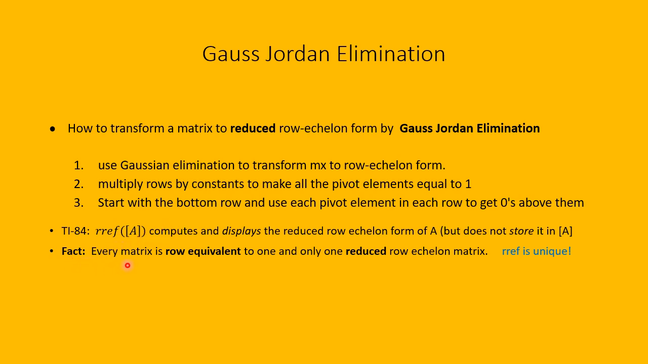Here's a fact. Every matrix is row equivalent to one and only one reduced row echelon matrix. The reduced row echelon form of a matrix is unique. This is not true just for row echelon matrices. You might be able to start with a certain matrix, and by using a different sequence of elementary row operations, come up with different row echelon matrices. Both of the matrices in that case would be row equivalent to the original matrix. Row equivalent just means you're able to get from one to the other by using elementary row operations.